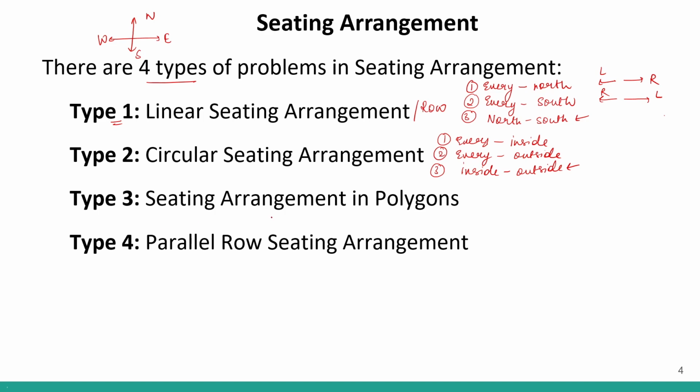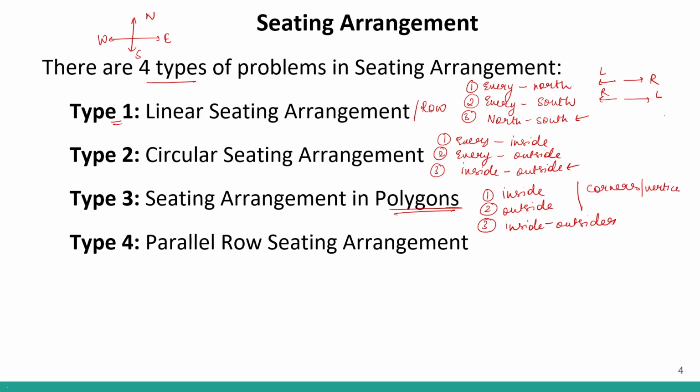Then we have seating arrangement in polygons. Usually in your examinations, you get either squares or rectangles, but sometimes you can also get triangles, hexagons, pentagons, those kind of figures. So in polygons, we have 3 possibilities again. First possibility is everyone is facing inside. The second possibility is everyone is facing outside. Now there is a third possibility that there could be some people facing inside and some people facing outside. There is another introduction, that is introduction of corners or vertices.